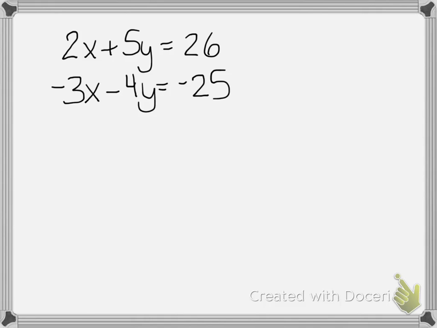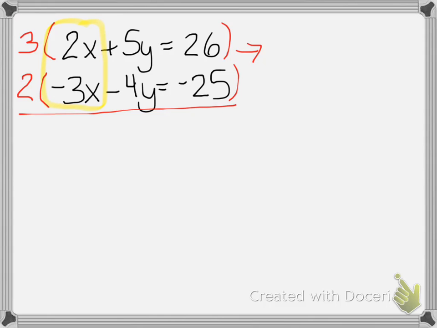Let's go ahead and work on eliminating the x's so that we're doing it the same way. If you want to pause it, then you can pause it. Okay, so I'm going to work on eliminating my x's. I'm going to go ahead and multiply the top equation by 3 so that I'll have 6x. And I'm going to multiply the bottom equation by positive 2, so I'll have negative 6x because there's already a negative there.